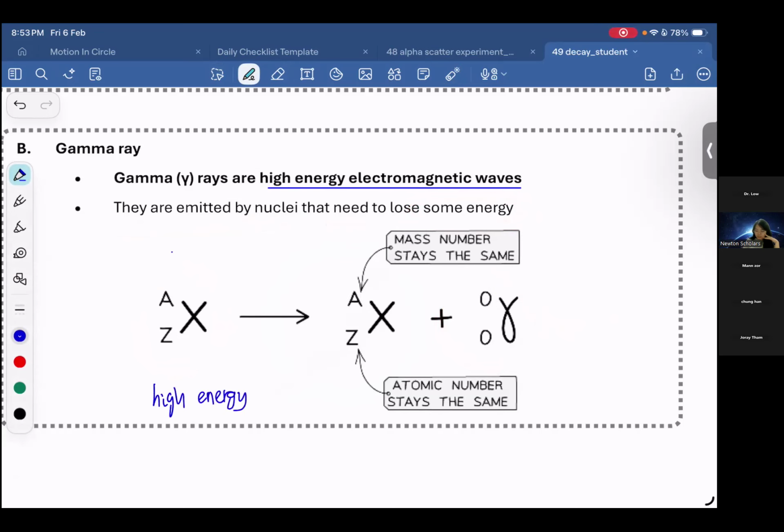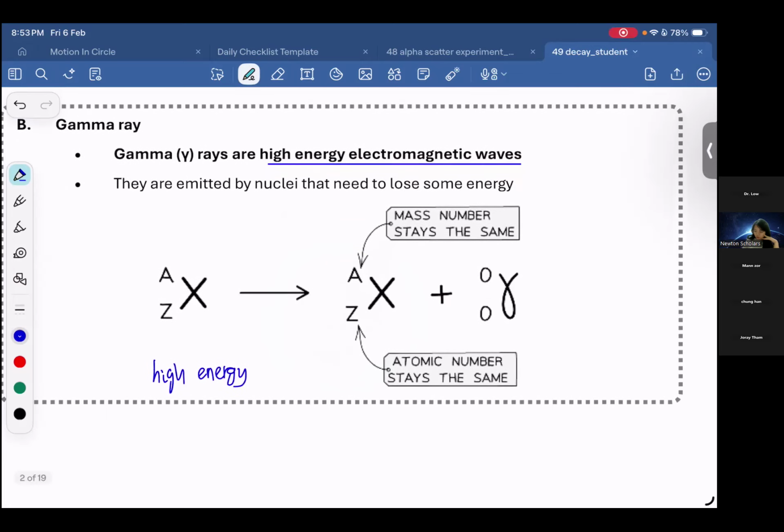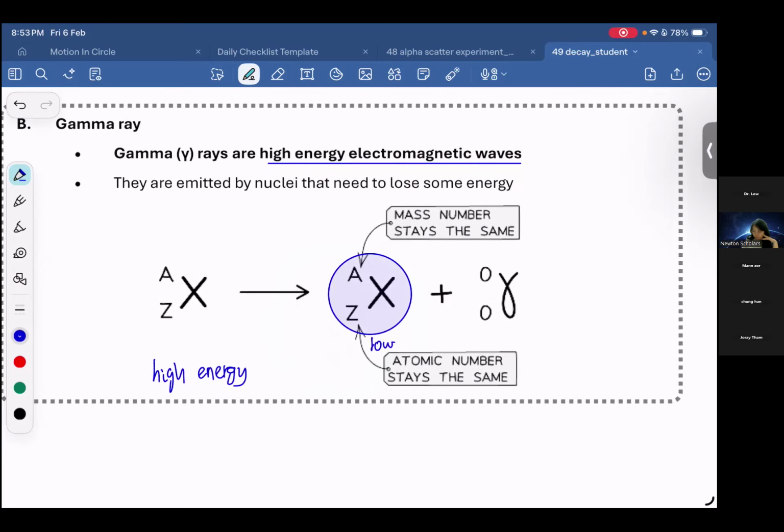After they emit the gamma ray, this one is high energy. This is called the parent nucleus. Then this product is called the daughter. When they emit the gamma ray, they will produce a product with lower energy. They will lose some energy here. But the mass number, the neutron number, and the atomic number, or we say proton number, doesn't change. Okay, so this one is all just a recap of your knowledge.